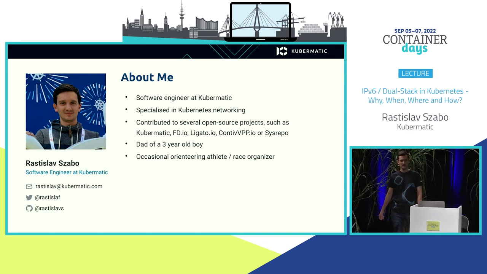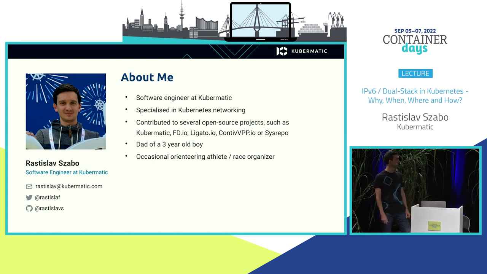My name is Rastislav Szabo. I'm a software engineer at Kubermatic. I'm specialized in Kubernetes networking. I've contributed to several open source projects, right now mostly Kubermatic Kubernetes Platform, but also others in the past. Apart from my professional life, I'm also a dad of a 3-year-old boy, and I'm an occasional orienteering athlete and orienteering race organizer.